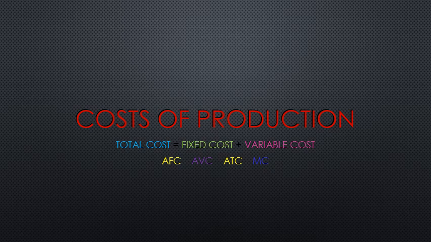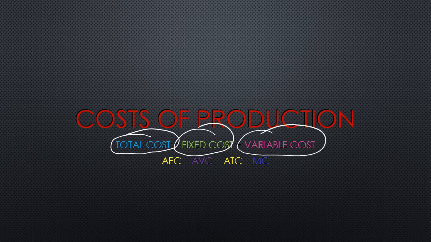This is the cost of production part of the microeconomics course, and we're going to be talking about total cost, fixed cost, and variable cost. These are referred to as total costs, and then we're going to be dealing with per unit costs: average fixed cost, average variable cost, average total cost, and marginal cost. Marginal cost probably being the most important per unit cost in microeconomics.